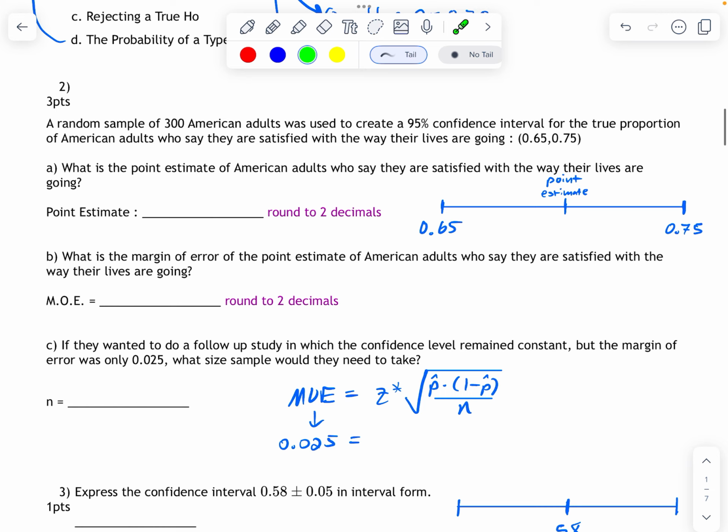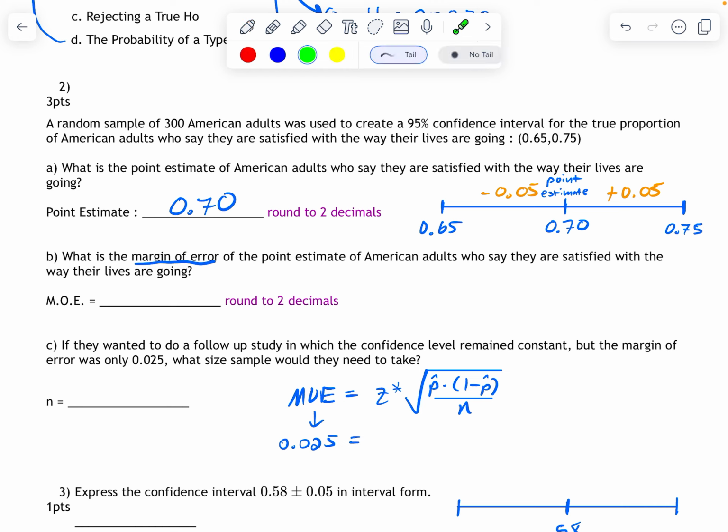Two, you got a random sample of 300 adults and we made a 95% interval. What is the point estimate? Well, here's the interval. So I drew my interval, and the point estimate, folks, is simply the middle. As soon as you draw this, I think you're like, oh, well, that's pretty easy. Just add them up and divide by 2. And so I'm going to get 0.70. It says rounded to 2 decimals. Mine is pretty clean. B, the margin of error, would be plus 0.05 and minus 0.05.